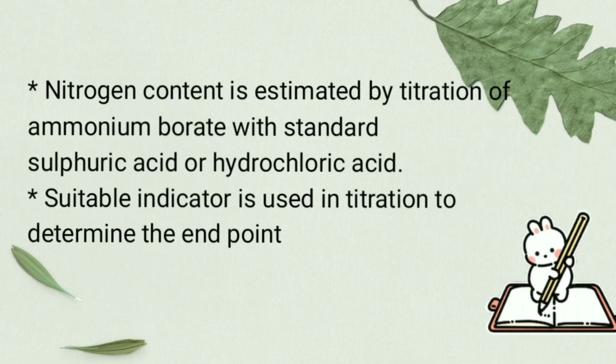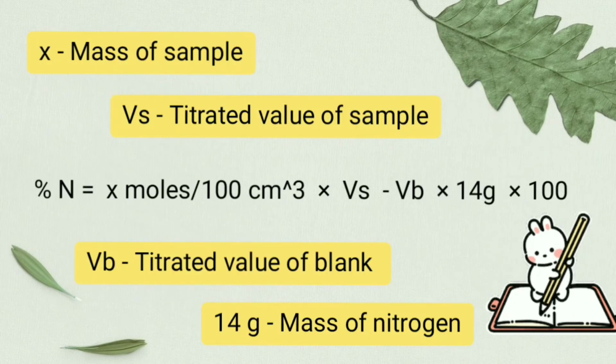Last step is titration. Nitrogen content is determined by titrating ammonium borate with standard sulfuric acid or hydrochloric acid. A suitable indicator is used to determine the endpoint in the titration. Let us look at the equation that is used to calculate the nitrogen percentage.